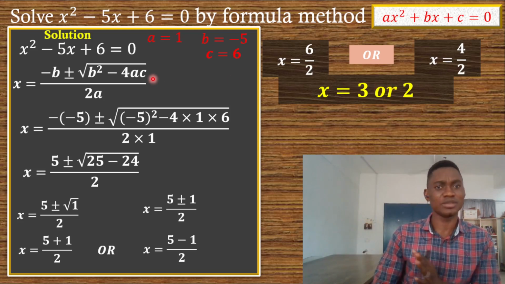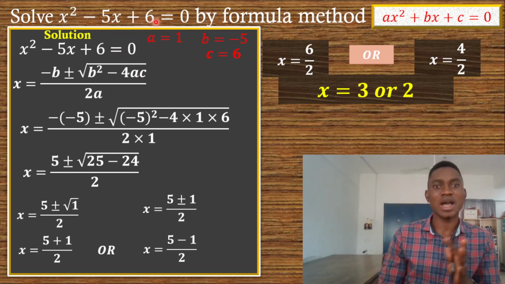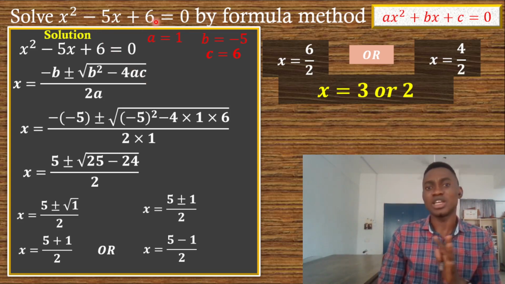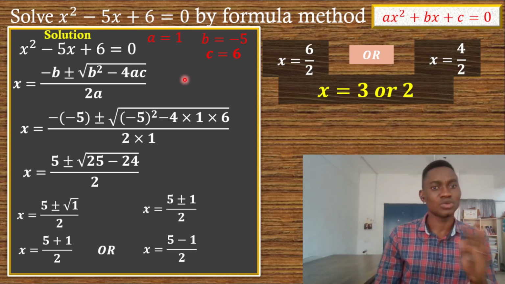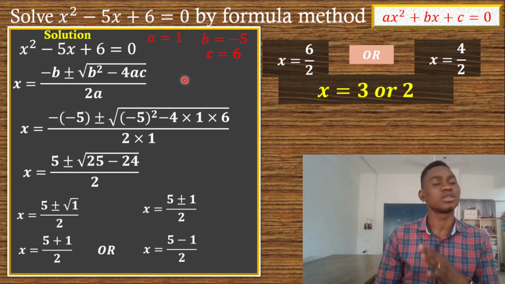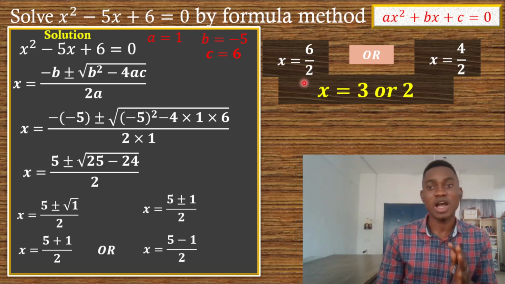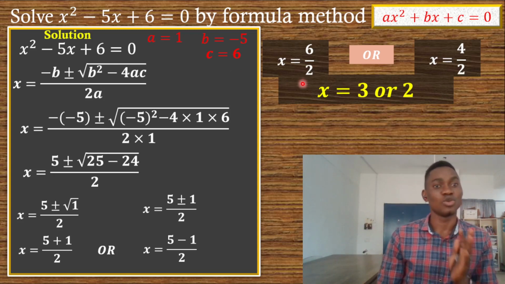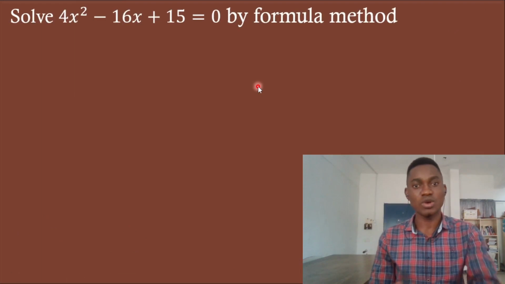Okay, so it's very simple. Whenever you are given a quadratic equation and you are not restricted to any method, you can employ any method of your choice and solve your question. You will always get the same answer. Okay, so this is how the formula method looks. Let's look at another question.